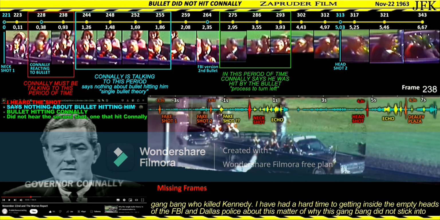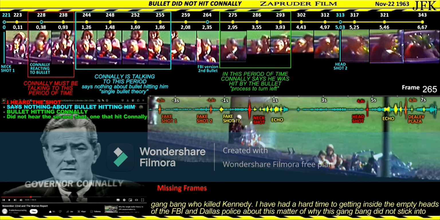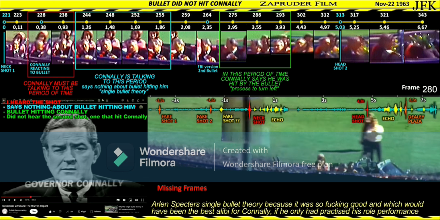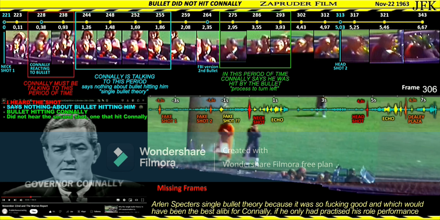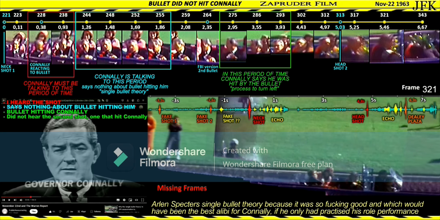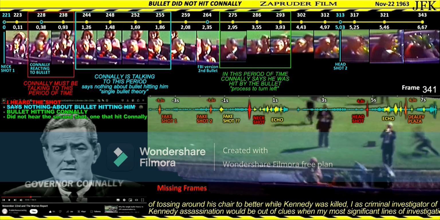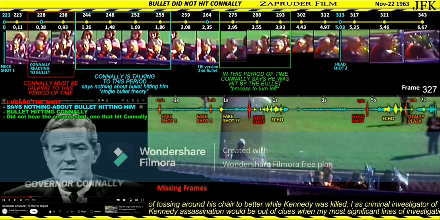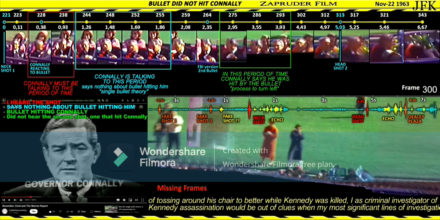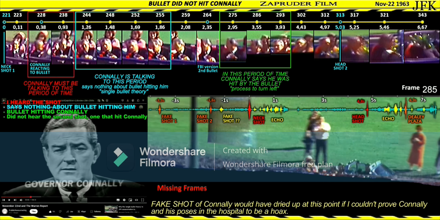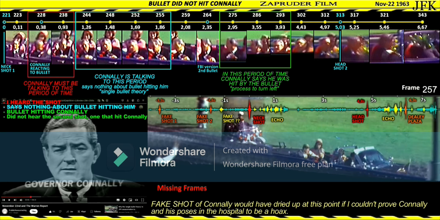I have had a hard time getting inside the empty heads of the FBI and Dallas police about this matter of why this gang did not stick to the inspector's single bullet theory, because it was so good and which would have been the best alibi for Connolly, if he only had practiced his role performance of tossing around his chair better while Kennedy was killed. I, as criminal investigator of the Kennedy assassination, would be out of clues when my most significant lines of investigation, the fake shot of Connolly, would have dried up at this point if I couldn't prove Connolly and his poses in the hospital to be a hoax.